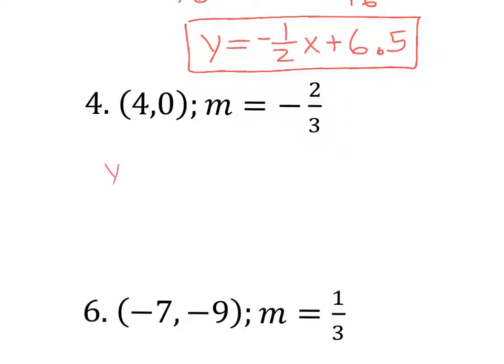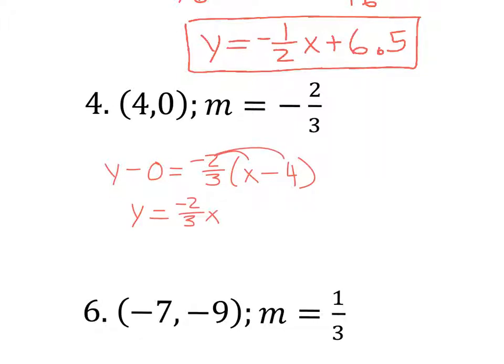Okay, and then number 4 over here, y minus y1 from the ordered pair is 0. M is -2/3, parentheses x minus x1 is just 4. Okay, y minus 0 is really nice because y minus 0 is just y, right? So y is already by itself. I just need to distribute on the right-hand side. So -2/3 times x is -2/3 x.